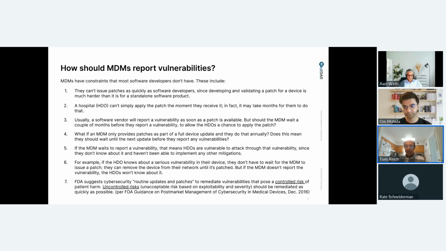But if the MDM doesn't report the vulnerability, the hospital doesn't know about it. So the FDA suggests cybersecurity routine updates and patches to remediate vulnerabilities. And these are ones that are not rushed. They have a schedule, but I think the schedule should be something less than a year. The idea is you don't have to rush them out if there's controlled risk of patient harm. But if there's uncontrolled risk, then they're unacceptable risks, and they should be remediated as quickly as possible.